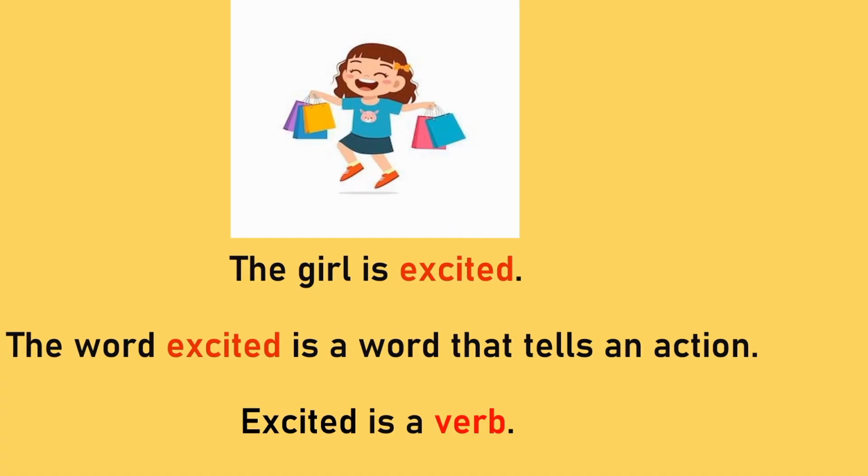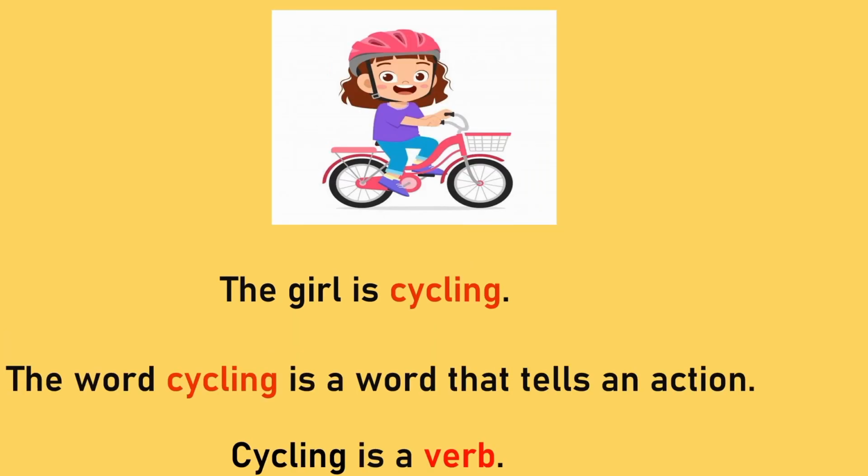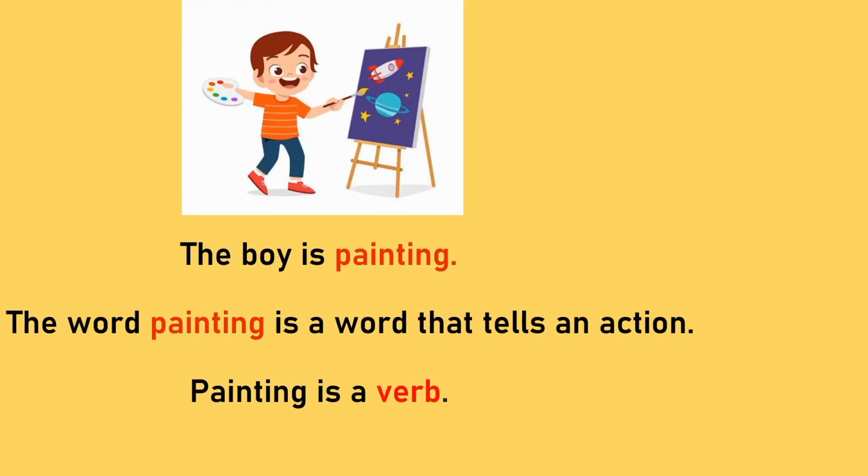The girl is excited. The word excited is a word that tells an action. Excited is a verb. The girl is cycling. The word cycling is a word that tells an action. So here cycling is a verb. The boy is painting. The word painting is a word that tells an action. So here painting is a verb.